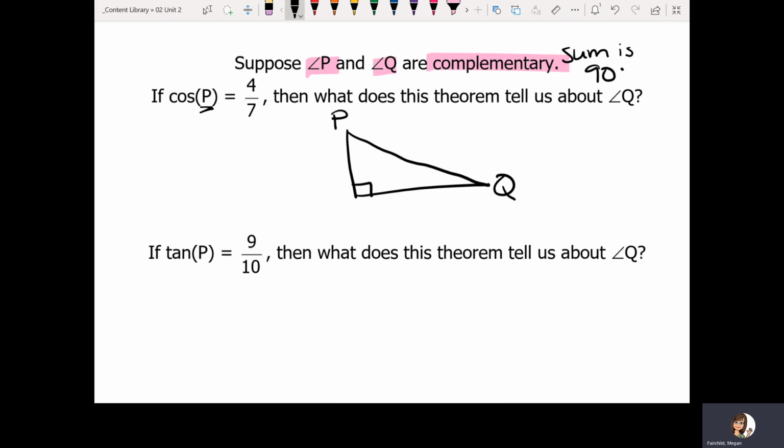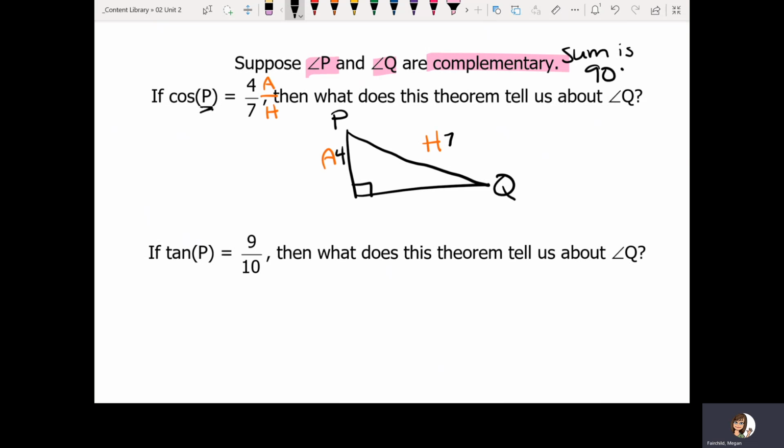So if cosine of P is 4 over 7. Remember cosine, SohCahToa. Ka would be A over H. Then adjacent to P would be here, right? H would be here. Could I fill in these numbers and draw a picture and figure this out? Sure. Is there a shorter way? Yes, but that's okay. This would be 4. This would be 7.